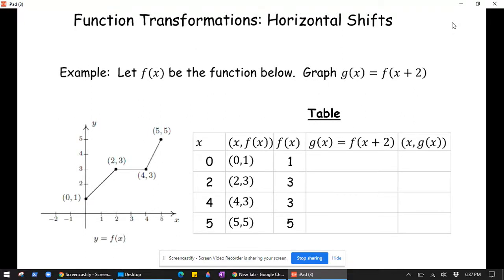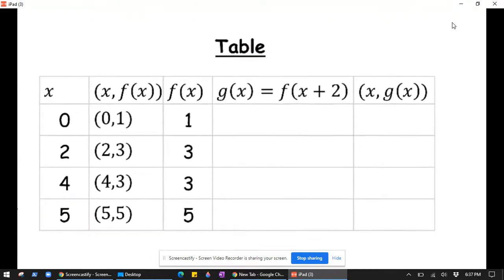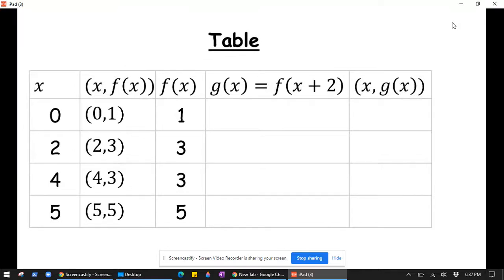So same graph. I've even put down the points for f to help us. Let's try our strategy we did before. Let's just start plugging numbers in like we did in the example above, and let's just see what happens. So what's g of 0? g of 0 is equal to f of 0 plus 2, which is f of 2, and f of 2 is equal to 3. Okay, so we know that the point (0, 3) is on this graph.